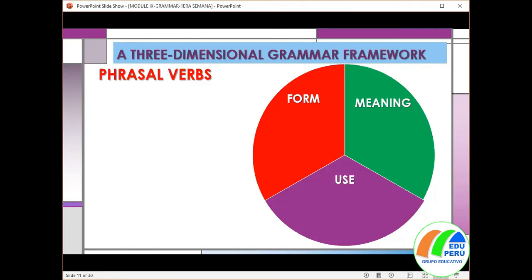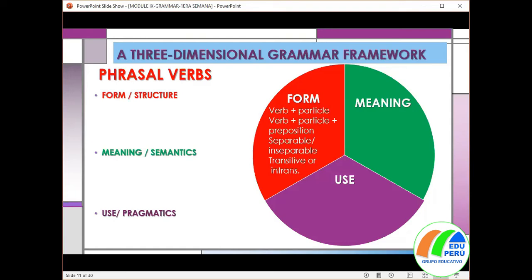Notice, how do we make a phrasal verb? Remember the form. A phrasal verb is a verb that is composed of 2 or 3 parts: a verb plus a particle, and then maybe 2 particles. Notice the formal structure: we can make a phrasal verb using a verb plus a particle, or a verb plus a particle plus a preposition.